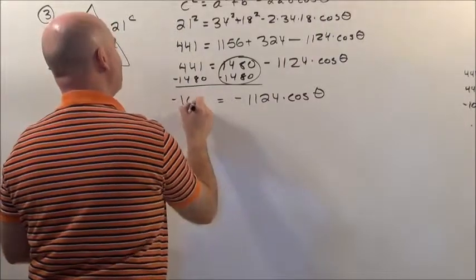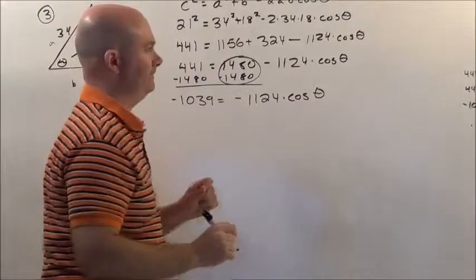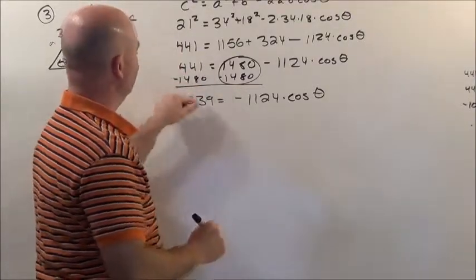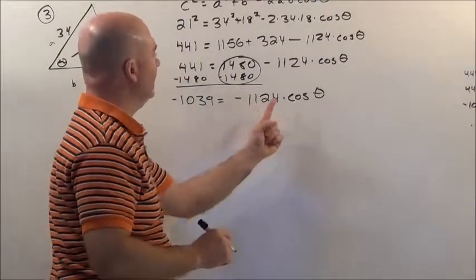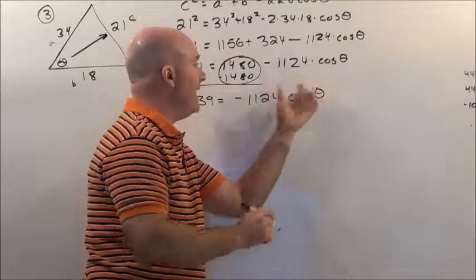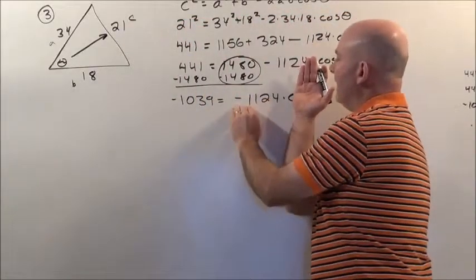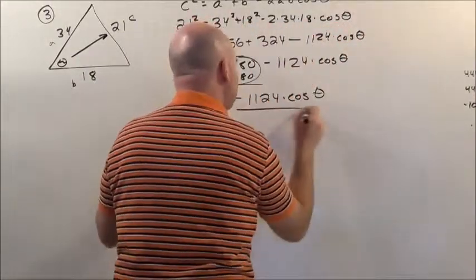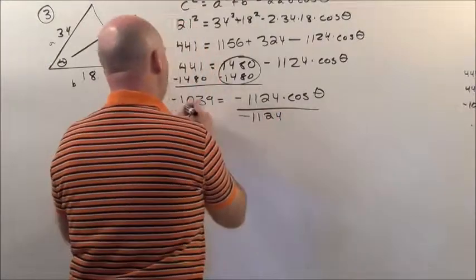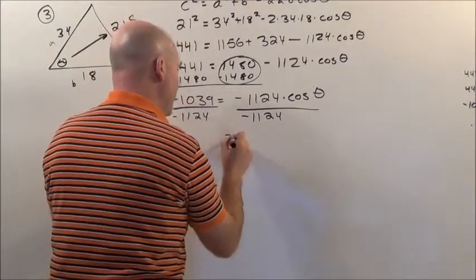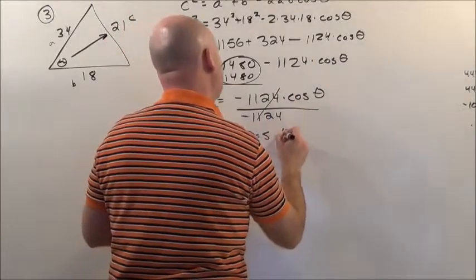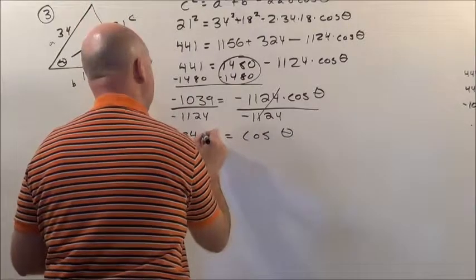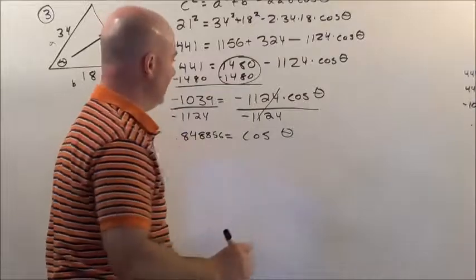On this side I get negative 1,039. Again, we're doing a negative here, so you sort of have to flip them. Now, how do I get this by itself? If this were an x, if this were an unknown, if I said negative 1,224 times some unknown equals that, you'd say, oh, divide by that. Well, that's what we're going to do. Simply divide by negative 1,224 on both sides. Now, that goes away. Cosine of theta. When we do this division, I did it earlier, I get about 0.848856.